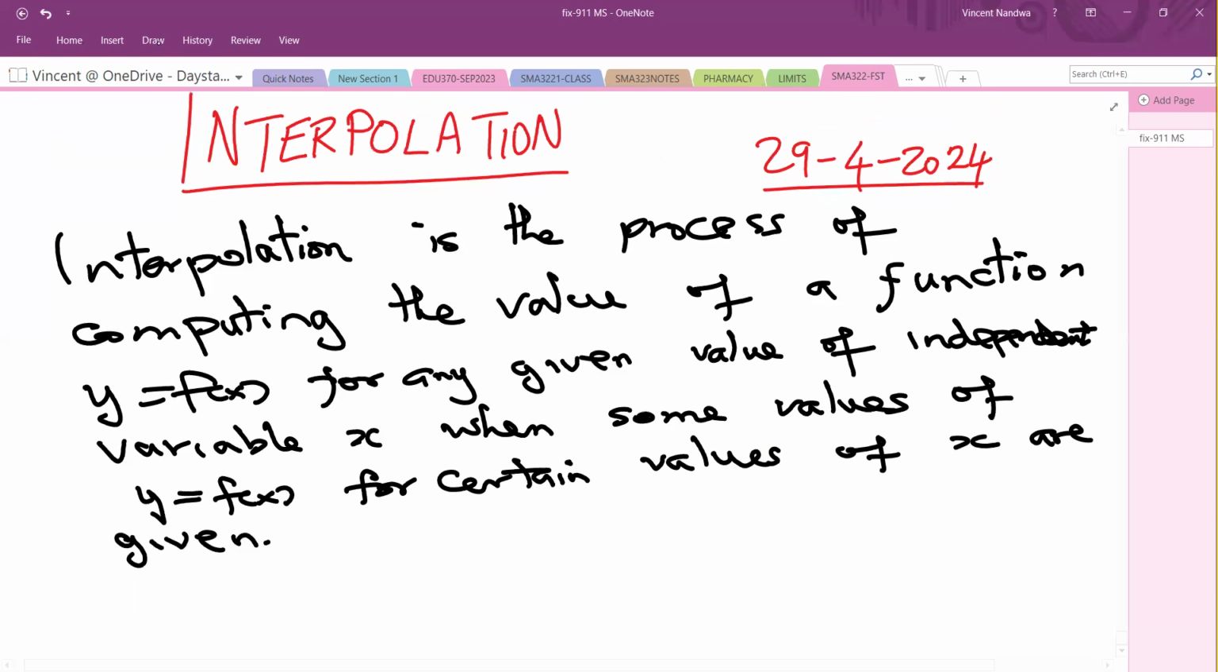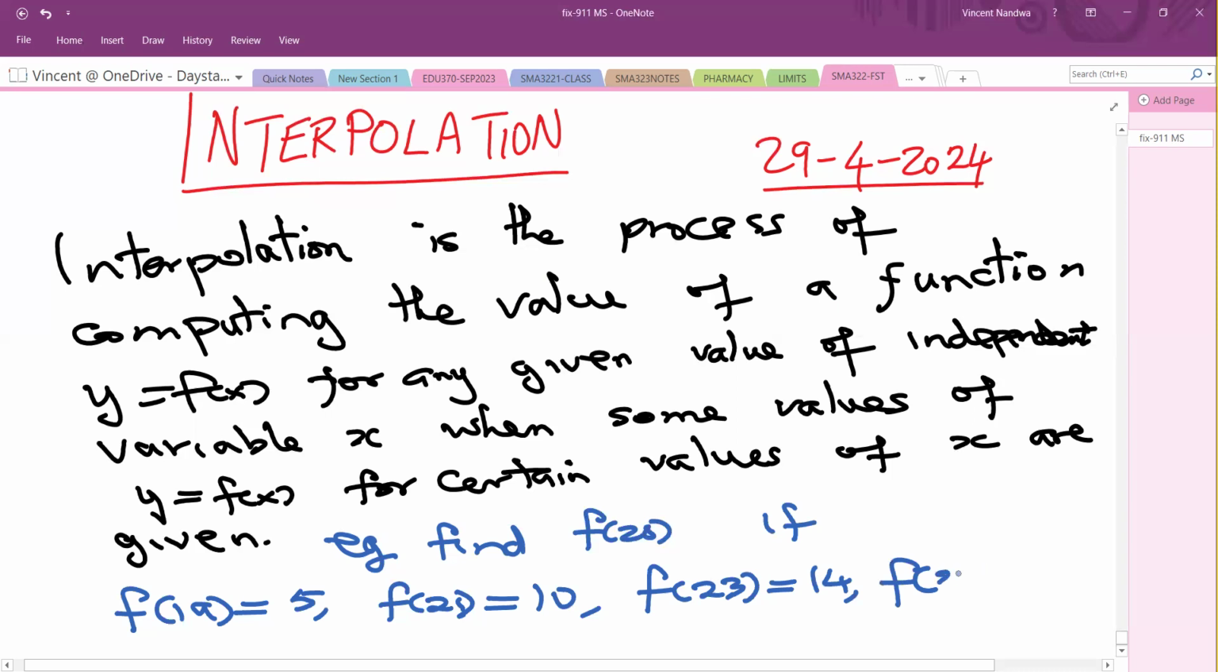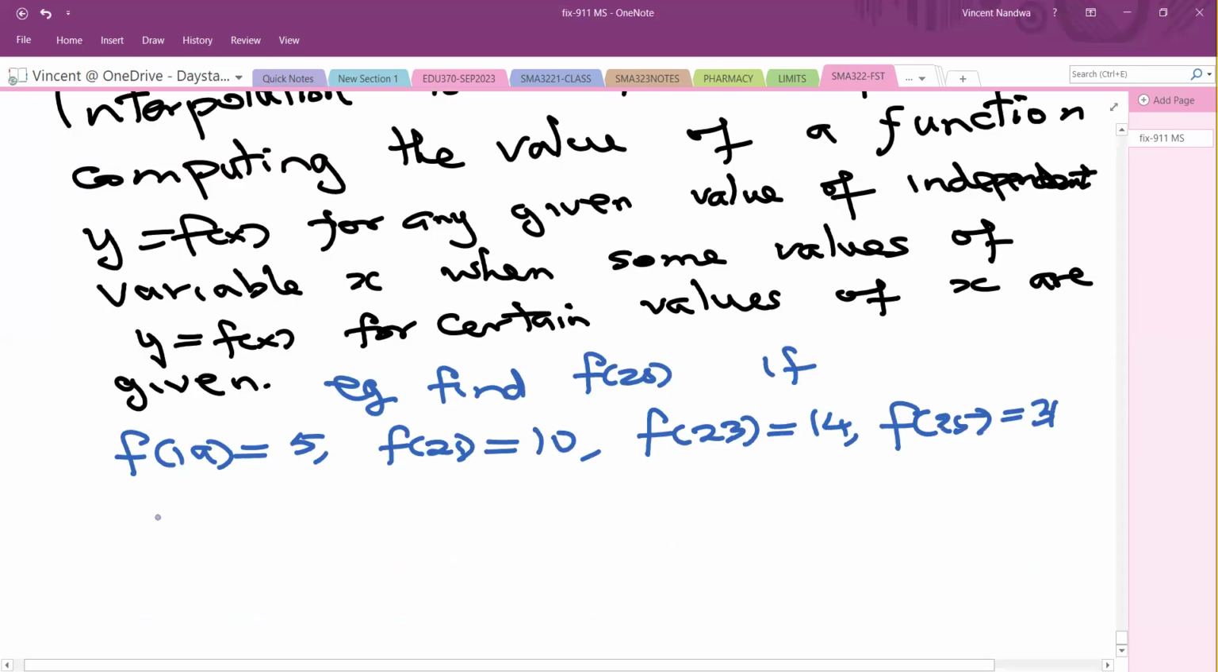So for example, you may be asked, find f of 20 if f of 19 is given by 5, f of 21 is given by 10, f of 23 is given by 14, f of 25 is given by 31, and say f of 27 is given by, say, 46.